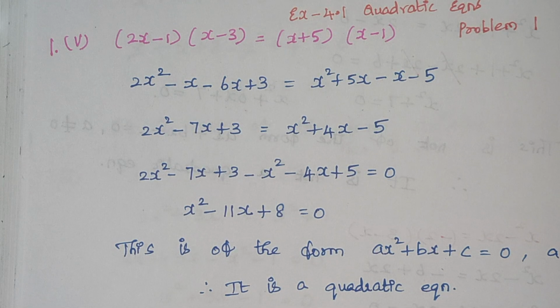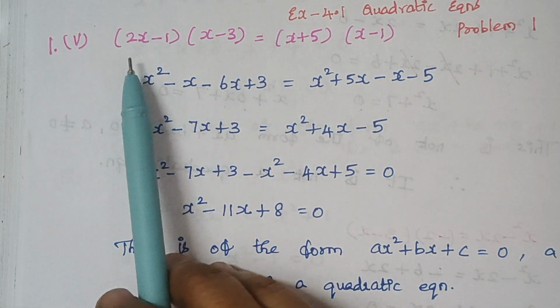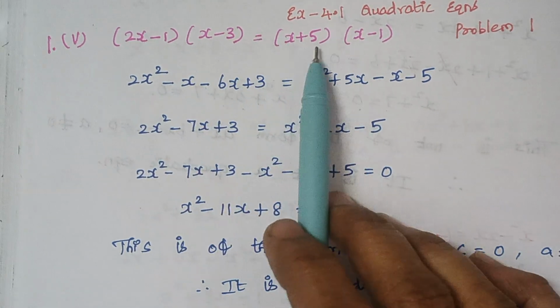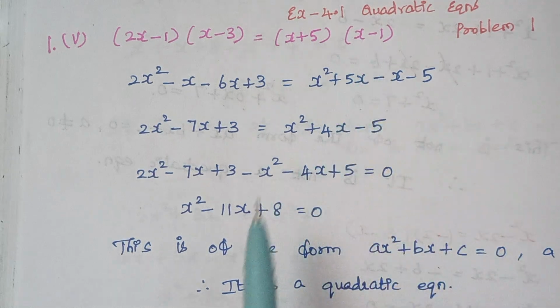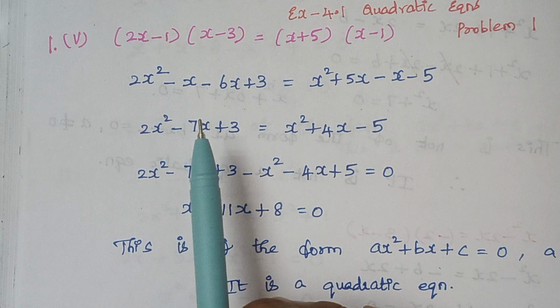Today we are going to solve problem 1 in exercise 4.1, quadratic equations. So we start with the fifth problem in question number 1. Here the problem is (2x - 1)(x - 3) = (x + 5)(x - 1). We have to check whether the given equation is a quadratic equation or not.